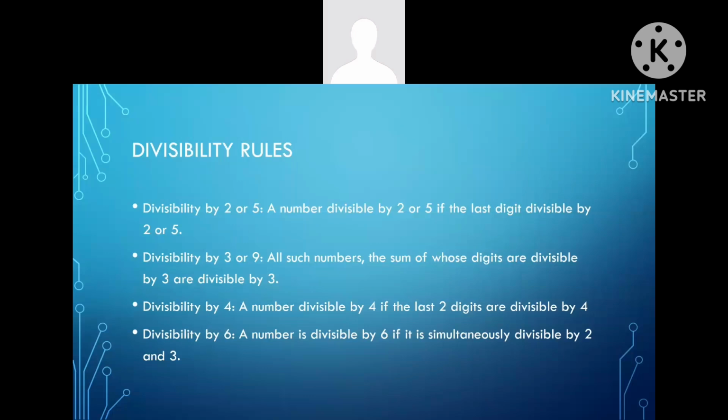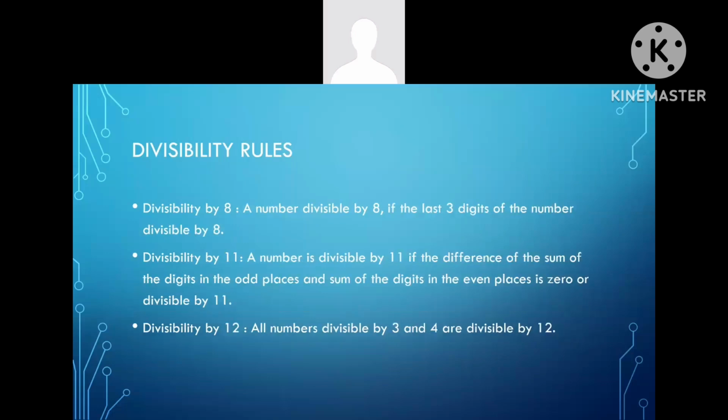Divisibility by 6: a number is divisible by 6 if it is simultaneously divisible by 2 and 3. Divisibility by 8: a number is divisible by 8 if the last three digits of the number are divisible by 8. Divisibility by 11: a number is divisible by 11 if the difference of the sum of the digits in the odd places and the sum of the digits in the even places is 0 or divisible by 11. Divisibility by 12: all numbers divisible by 3 and 4 are divisible by 12.